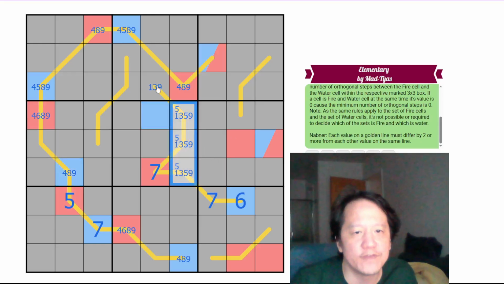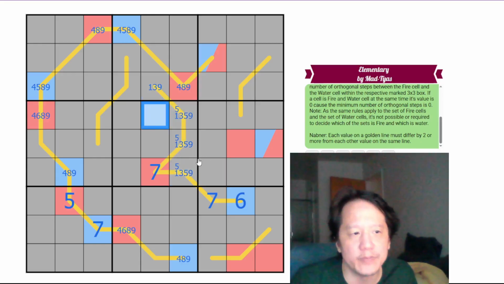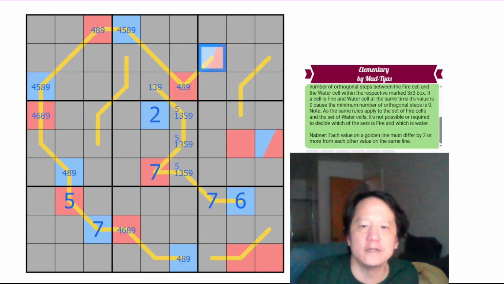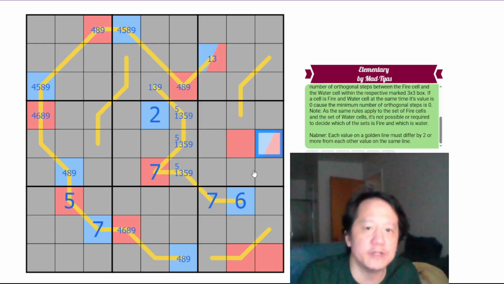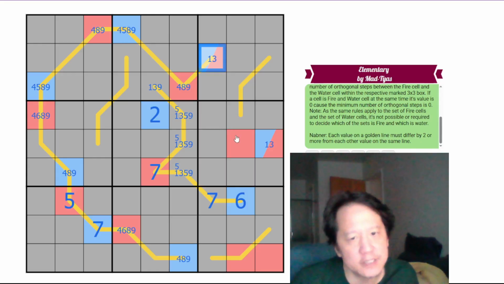It can't be 1, 3, 5, 9. It sees all of those digits on the Nabner line, and they have to be different here. So this cannot be odd. It can't be 4, 6, or 8. It's 2. That leaves this again as 1 or 3. This blue here has to be the other 1 or 3. Sorry, not the other 1 or 3. Actually, yes, it does have to be the other 1 or 3 here. Interesting.